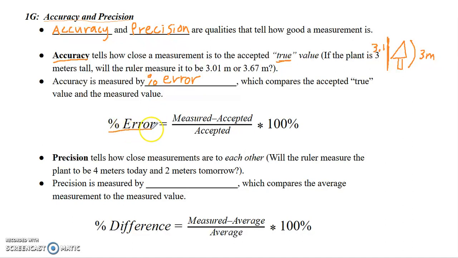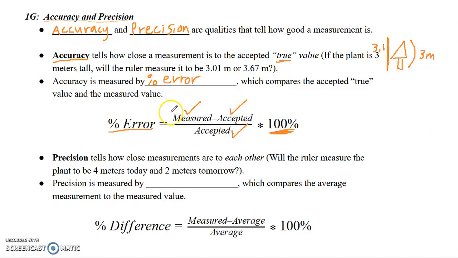So the formula for percent error is measured. That's what you measure, what you're actually taking with your ruler or your scale or whatever. Then you subtract the accepted, so what the thing actually is. If you had a perfect measuring tool, what would that measure? And then you divide that by the accepted. So again, what is the actual true value? And then you multiply it by 100, and that's going to give you your percent error. So that gives you a number that tells you how accurate your measurements are. How close are they to the actual value?